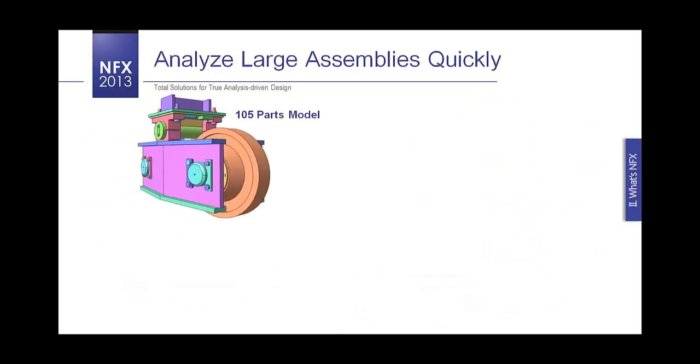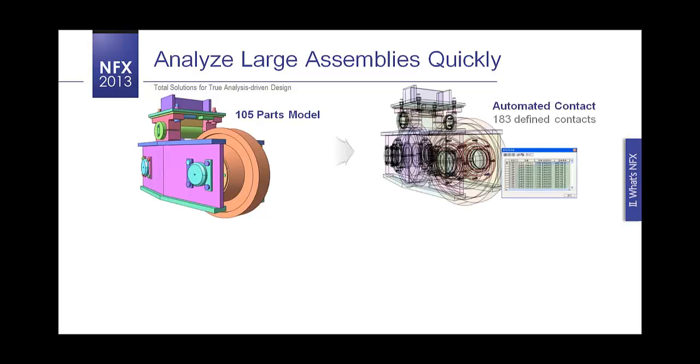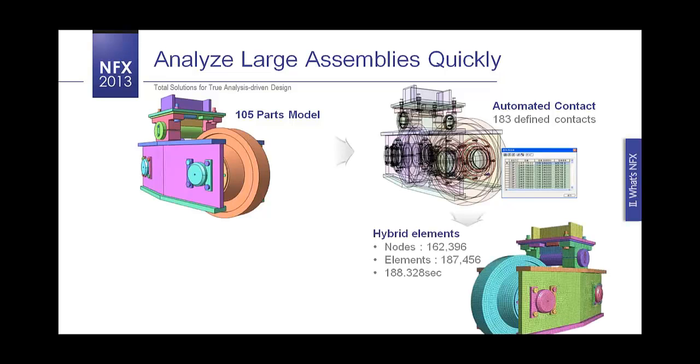NFX is very efficient to analyze large assemblies very quickly. So here you have a small example of this assembly of 105 parts. You have automatic contact assignment, so 183 contacts are defined very quickly. Then you can use hybrid meshing, which is also a good part of NFX.